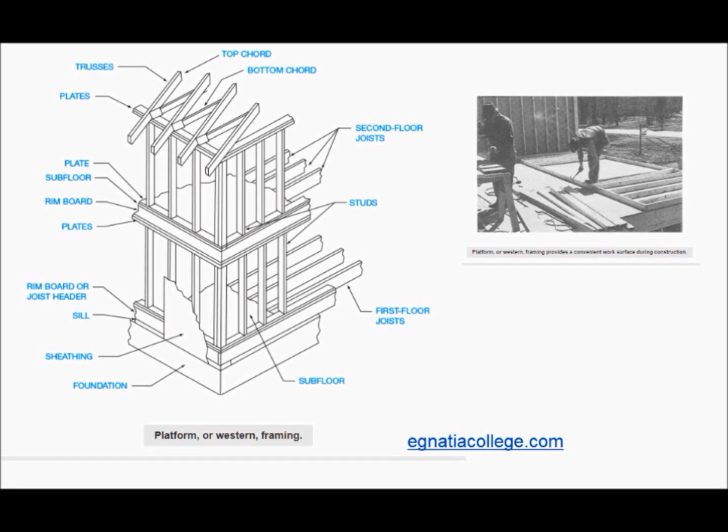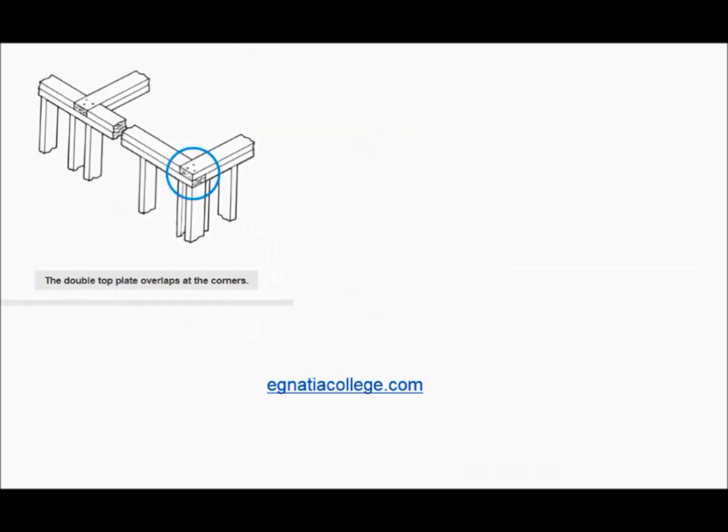Platform framing, also called Western framing, is the type of framing used in most houses built in the last 70 years. It is called platform framing because as the floor is built at each level, it forms a platform on which to work while erecting the next level. A characteristic of platform framing is that all wall studs, the main framing members in walls, extend only the height of 1 story. Interior walls, called partitions, are the same as exterior walls.